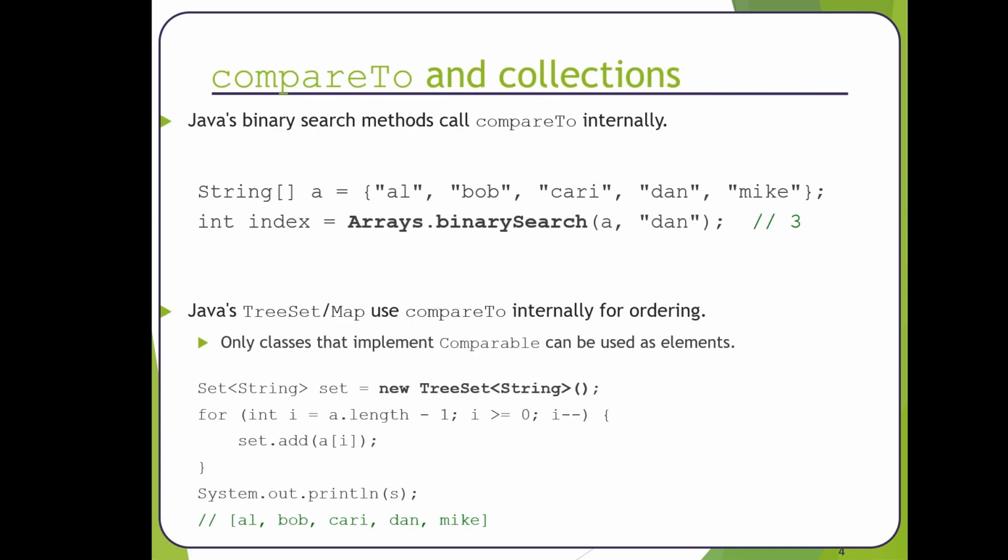The Java binary search method calls compareTo internally. If you are using the binary search provided by Java, it internally uses compareTo. We also have set functions: TreeSet or the map functions use compareTo internally for ordering. So TreeSet will order the elements, and that is going to make use of the compareTo function.